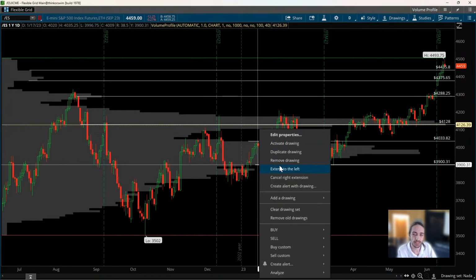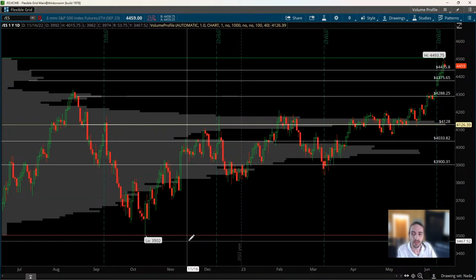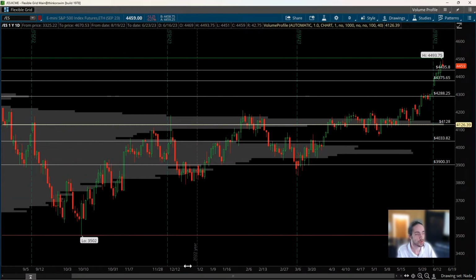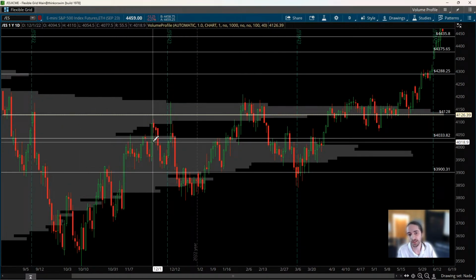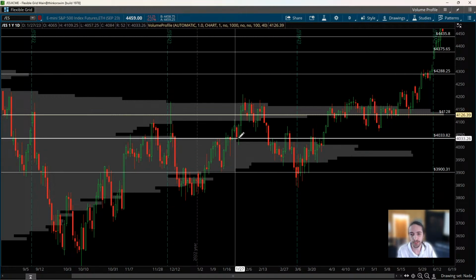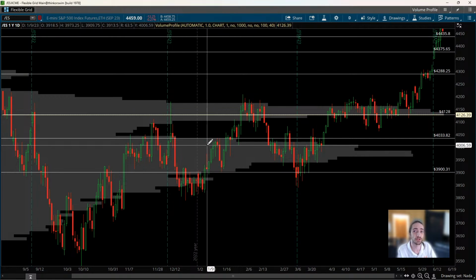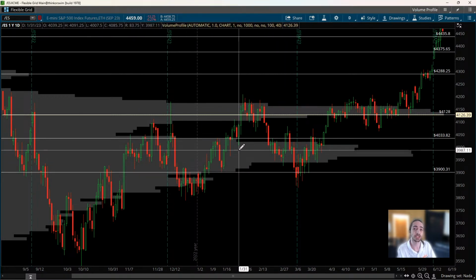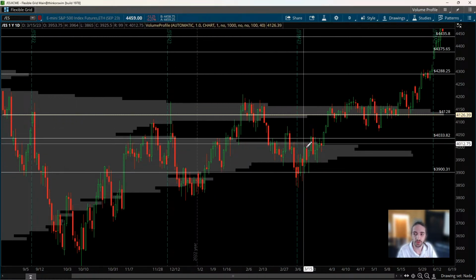And what I'm going to do is extend these to the left so we can see how they've historically performed. Do you guys see what I'm talking about when I say where it starts and stops? So if we're looking at this right here, this big volume node, this big volume shelf, think of it like a shelf because it holds the price. Price sits right on top of it. So we have this volume shelf right here. We come up, we come down, we sort of start holding it.